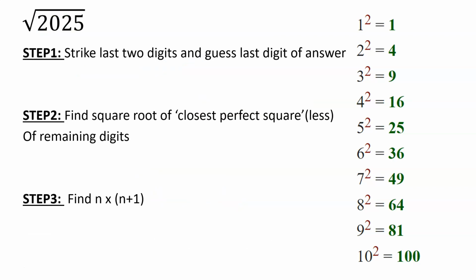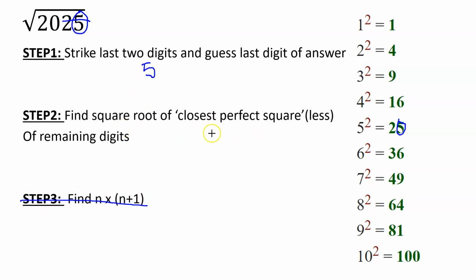Now we will find the square root of 2025. First step is strike the last 2 digits. Try to find the last digit of the answer using the unit digit of the question. Last digit is 5. In this table there is only one option. So you can eliminate step 3. This is 5.